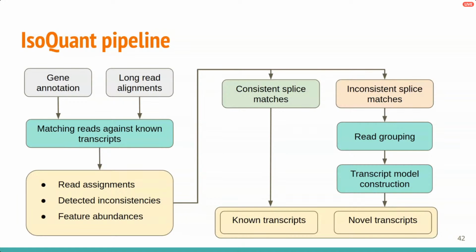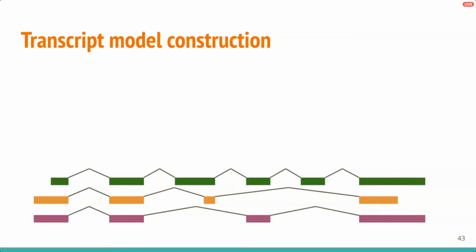Consistent splice matches don't have any intron retentions or alternative splice sites. You just say that this read belongs to a known transcript, and you simply quantify them and output the known transcript directly from your annotation to your output file. From inconsistent splice matches, by which I mean reads that have some differences in comparison with the annotation, we try to group together the reads which have the same modification and attempt to construct a novel transcript model and output them also in a GFF file. So how do we do that?